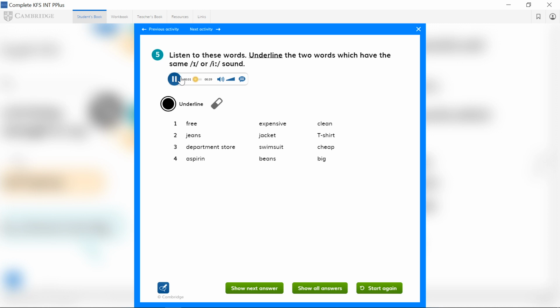Unit 4. Vocabulary. Exercise 5. 1. Free. Expensive.